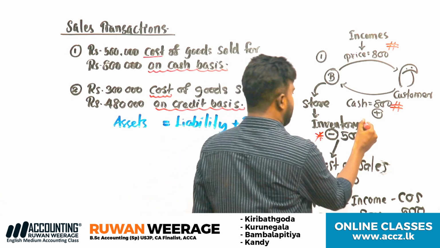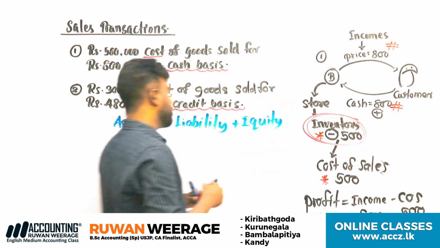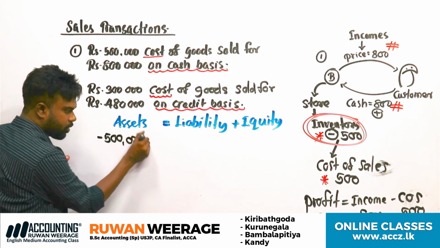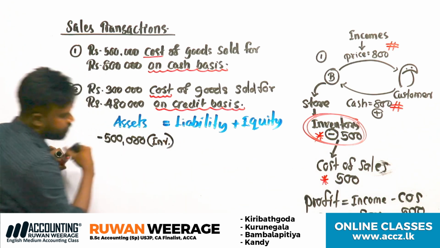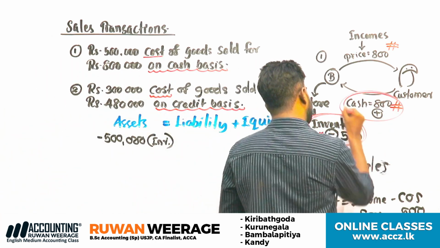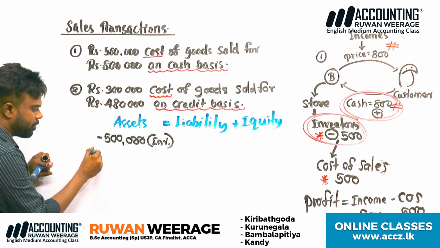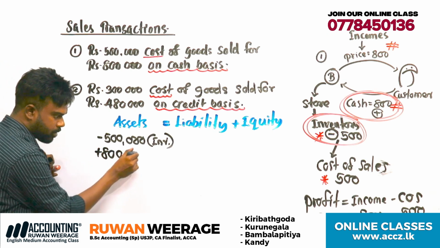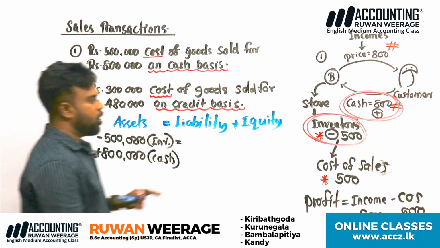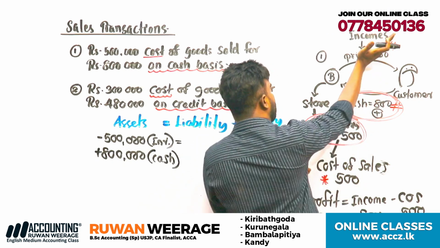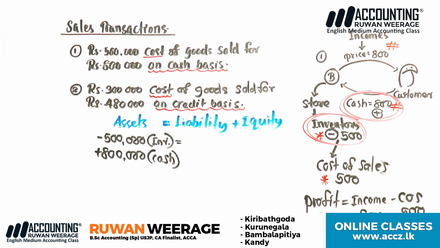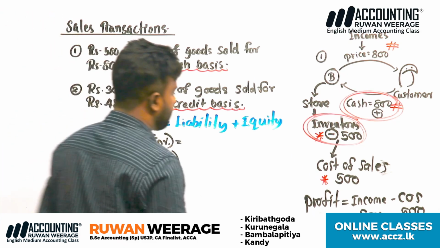Inventory asset, from the cost your inventory asset will be decreased by how much? 500,000. Clear? Your inventory asset decreased by 500,000. On the other hand, cash has increased by how much? 800,000. Cash asset increased by 800,000. So now income and expenses, how much? 500 and 800. So income and expense where we have to record. Yeah, it should be 300. Sorry, my mistake.